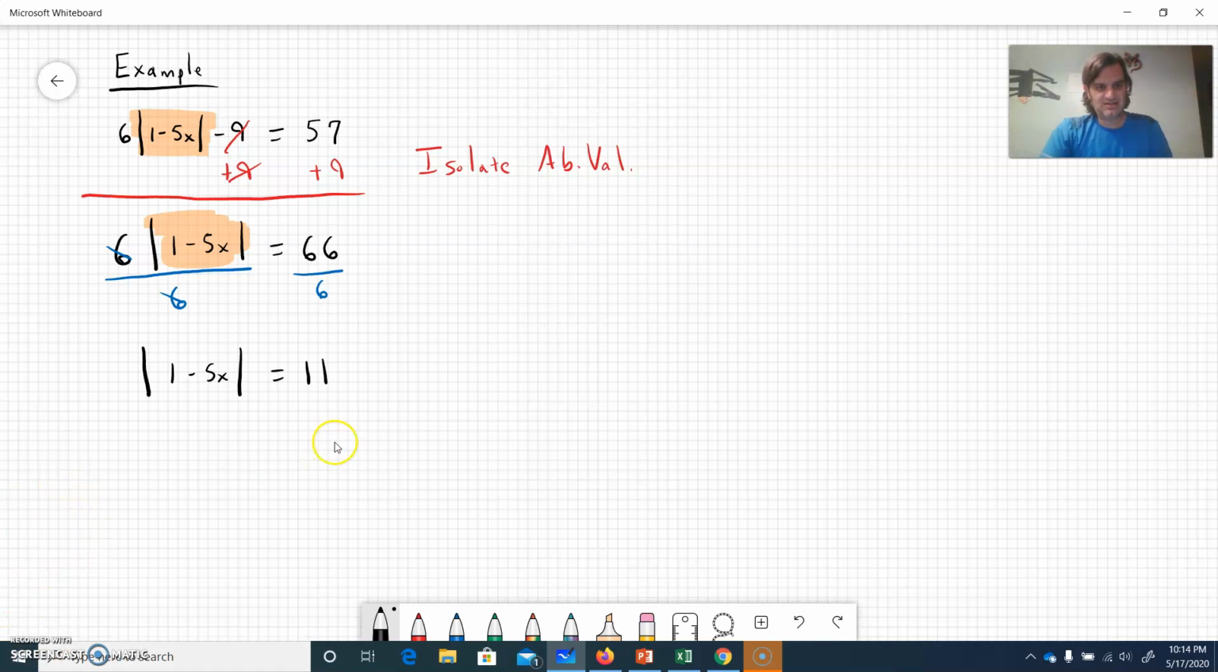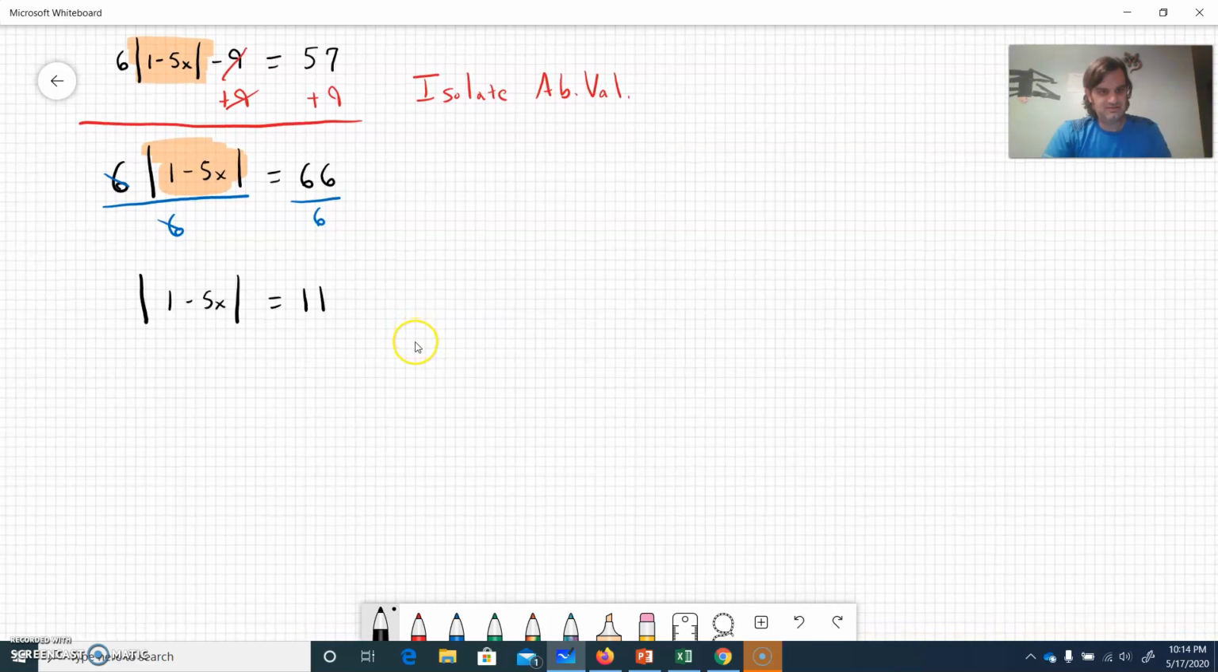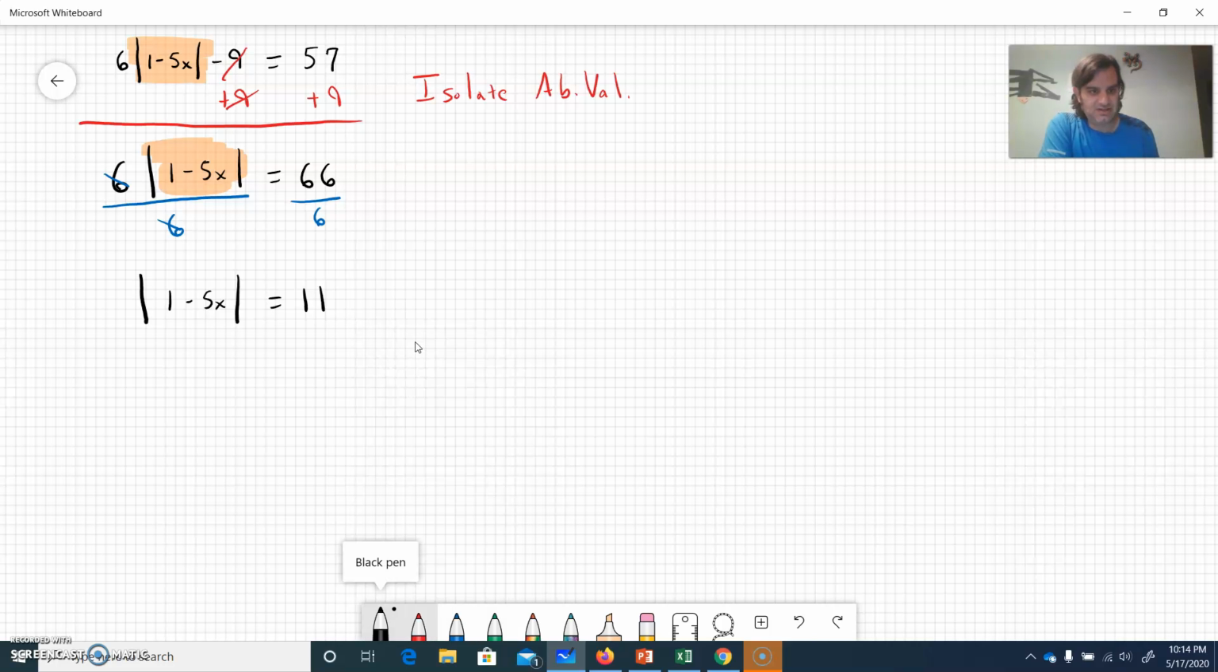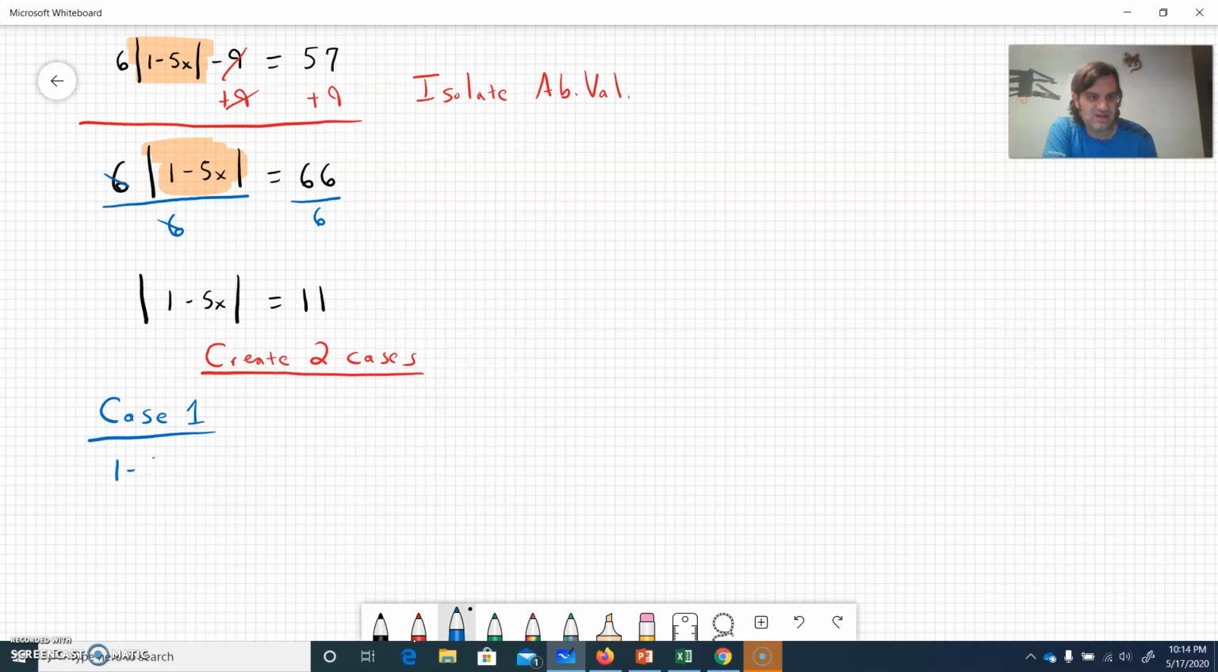Now I am ready to turn this into two cases, because the absolute value is by itself. So we will create two cases. Keep in mind that what's in the absolute value bars might already be positive. If what's in there was positive, we can just drop the bars. That would leave us with 1 minus 5x equals 11.